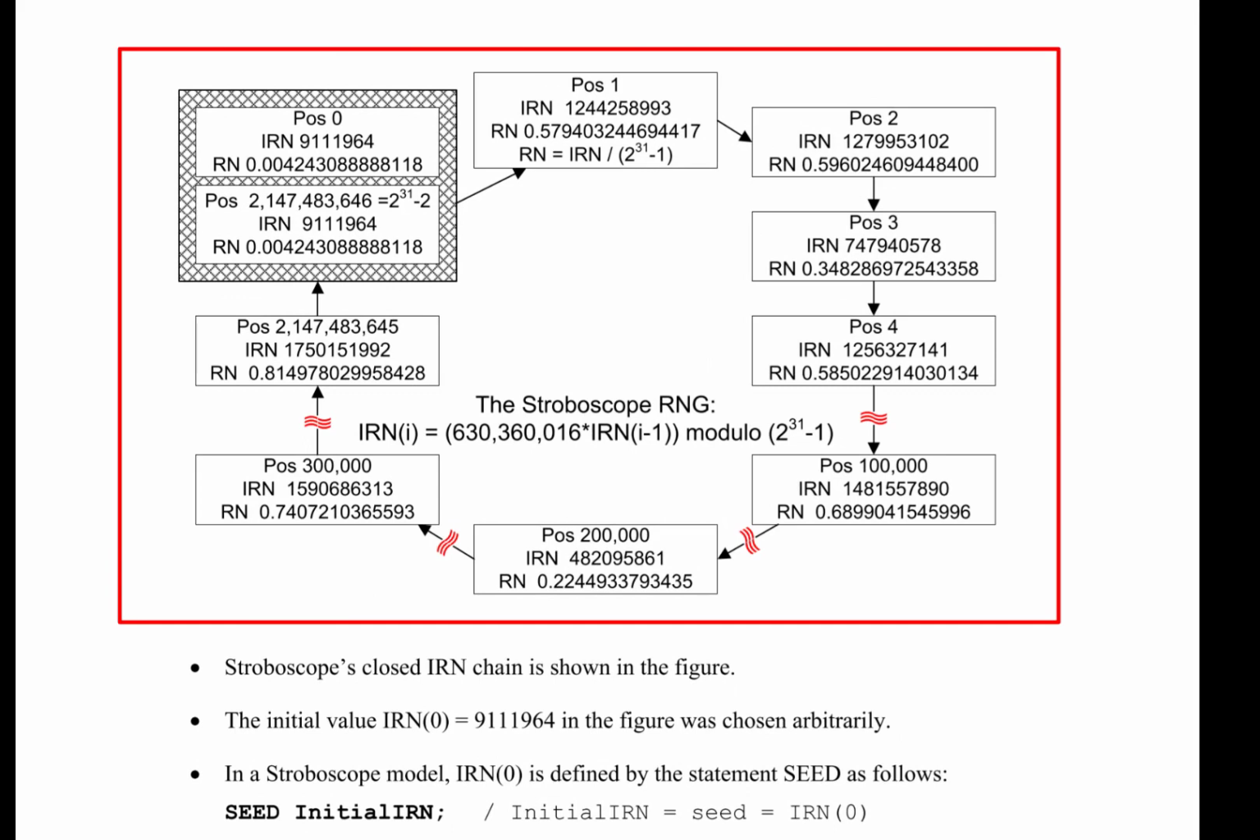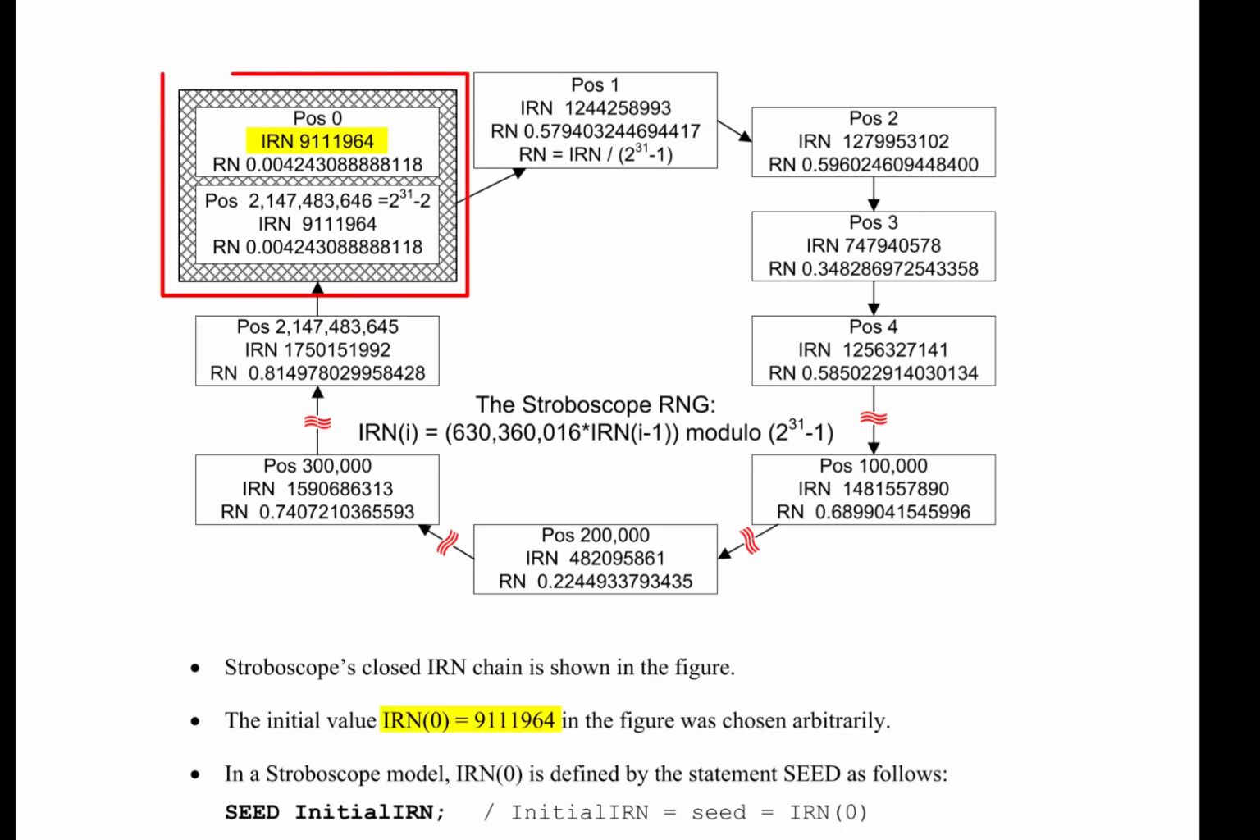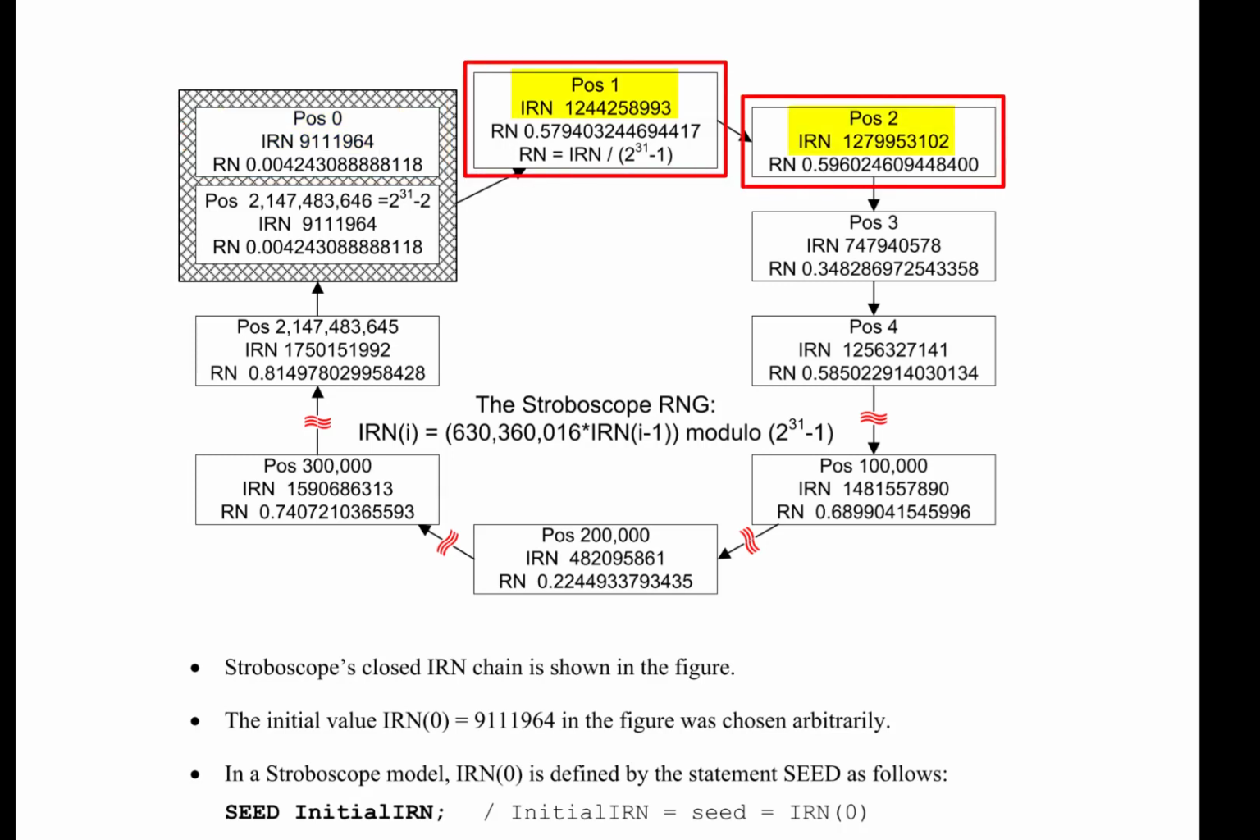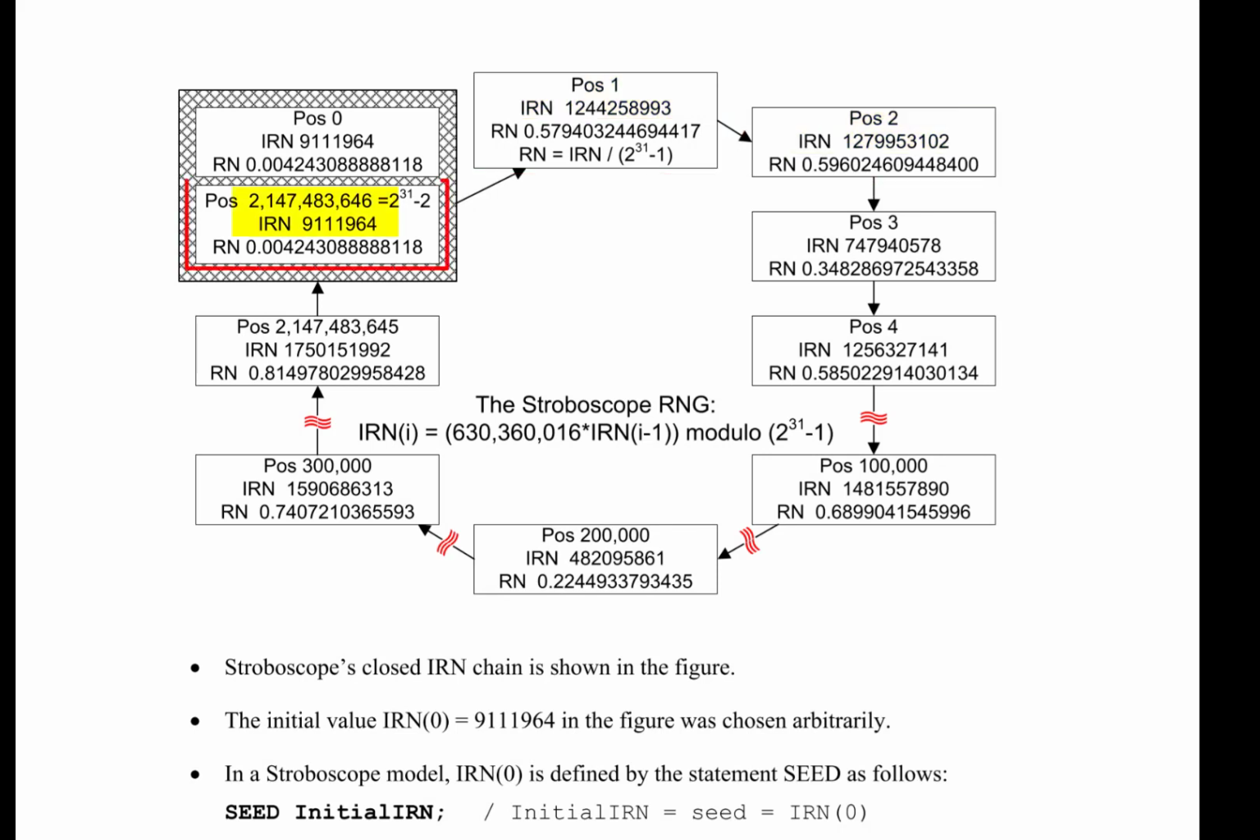Stroboscope's closed chain of integer random numbers is shown in this figure. The initial value, IRN0, was chosen arbitrarily. Each box in this figure shows a particular position in the chain of integer random numbers, with position 0 occupied by the initial value of the integer random number sequence. This is followed by position 1, position 2, etc., until we arrive at position 2 to the 31 minus 2, which is identical to position 0.